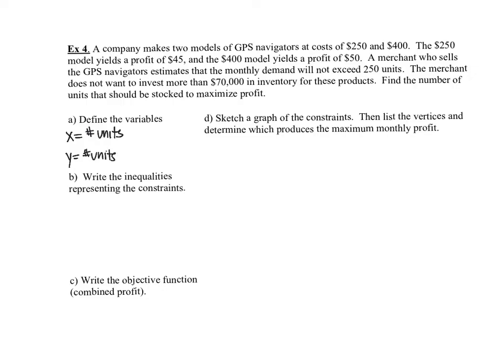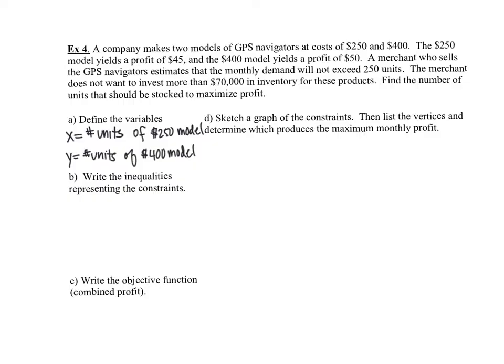Okay, so what are they making? They're making 2 models of GPS navigators. One costs $250 and one costs $400. So X is the units of the $250 model and Y is the units of the $400 model. And normally the question will tell you what two variables to use to set this up.